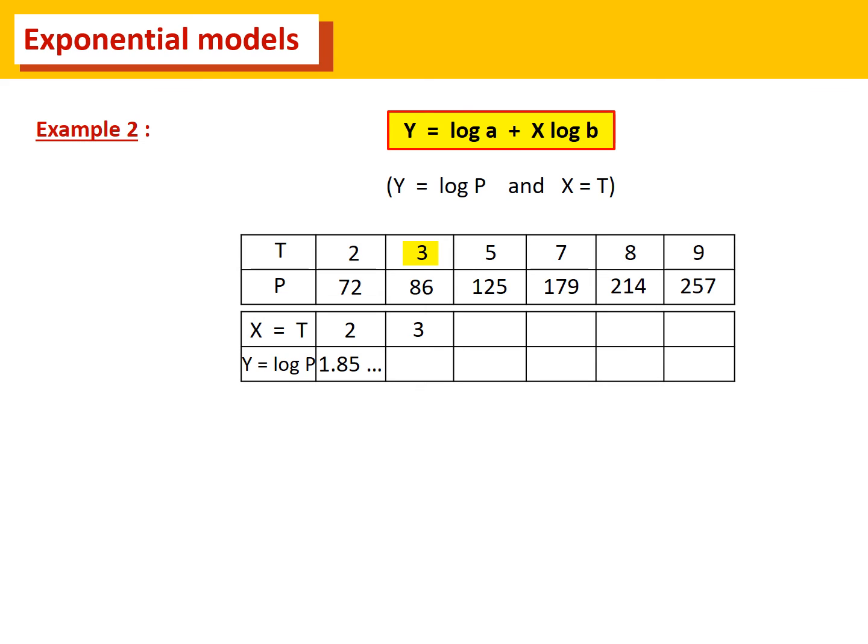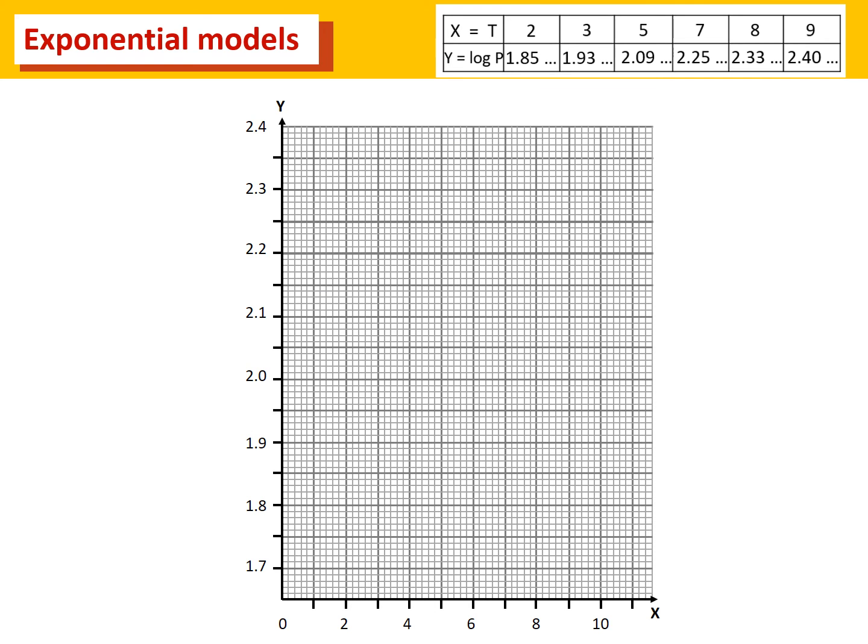When t is 3, x is still 3. And when p is 86, y is the log of 86, which is 1.93. So you go through the table, compiling your x value. Obviously, the x values are just the t values given to us, as you can see. And then our y values are the log of p values. And it's that second table we are going to use. And there it is at the top there. That's the table of values that we're going to plot. So there's our graph. We start plotting our values.